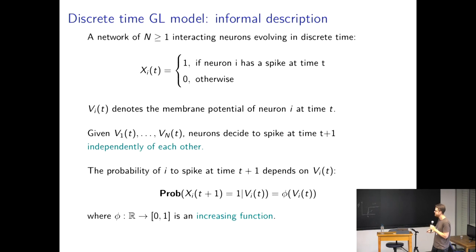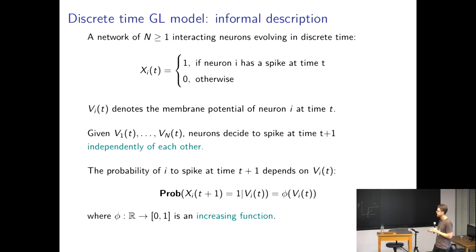Just to motivate the discussion, V is a real number. We can think of it as an energy, how excited the neuron is at that time. And this function phi, of course, I'm not saying the main assumptions we can impose to make everything work, but we can think of just an increasing function, and that's all for the moment, just to keep it simple.